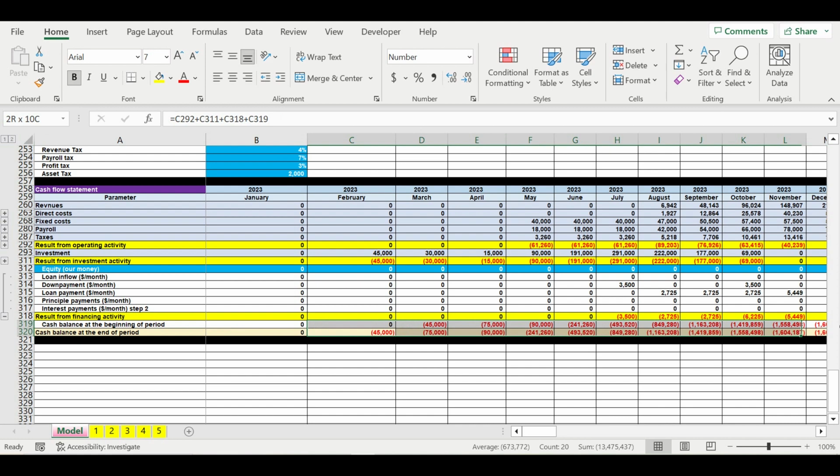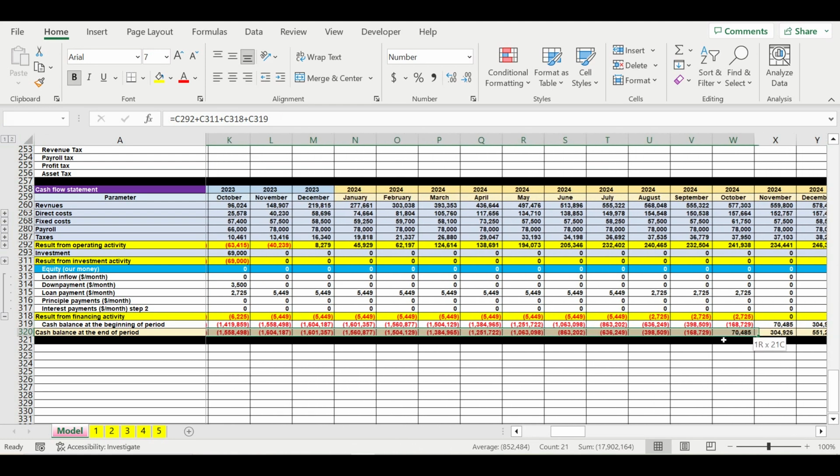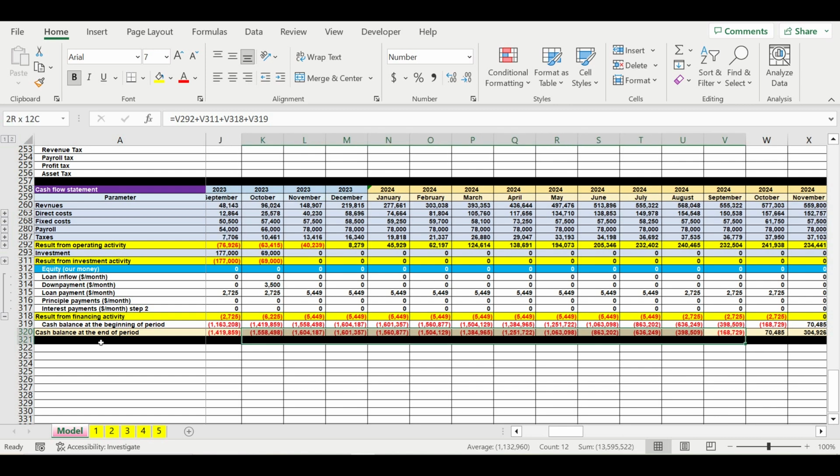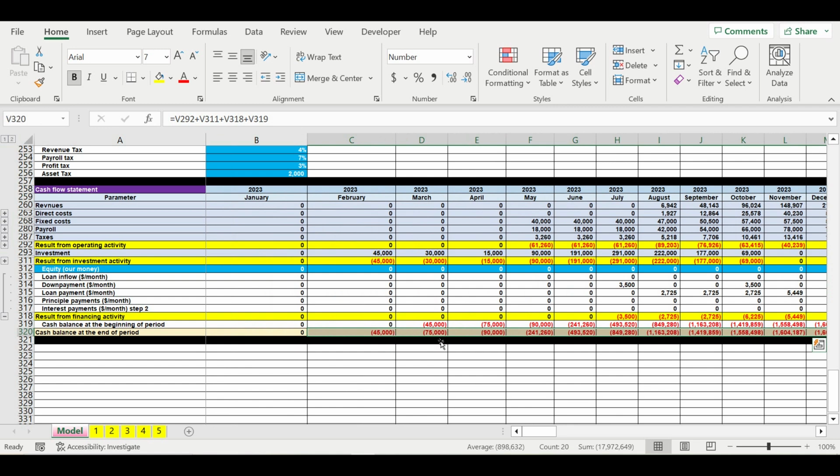So if we see somewhere during the timeline negative values, this means that we don't have enough money in our project and we need to finance this cash gap. These red values are called cash gap. So we need to look at the last line of the cash flow statement, cash balance at the end of the period, and choose the pocket from which we are going to finance this gap. In this case, we have two pockets. We have our own pocket and we have a loan.